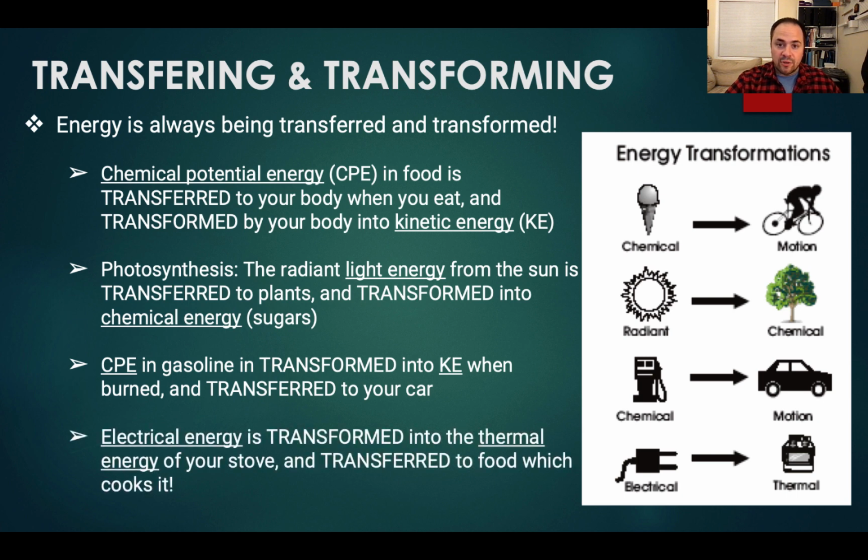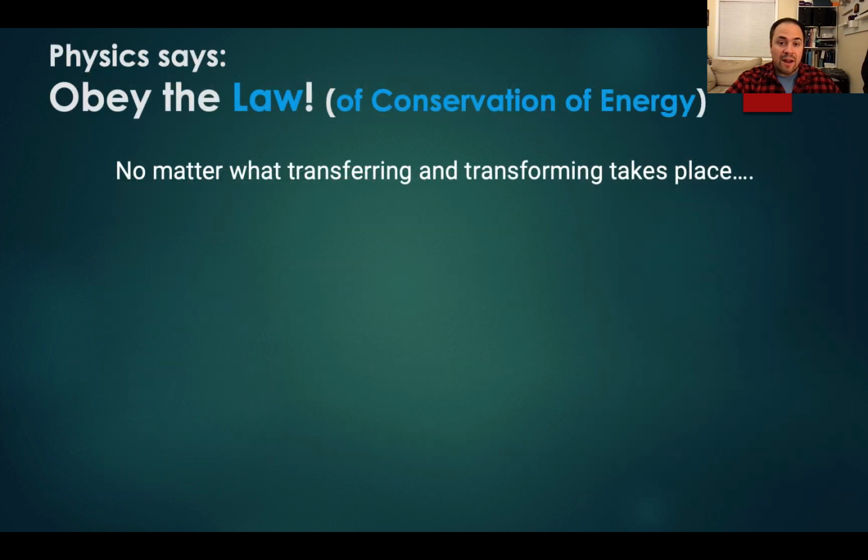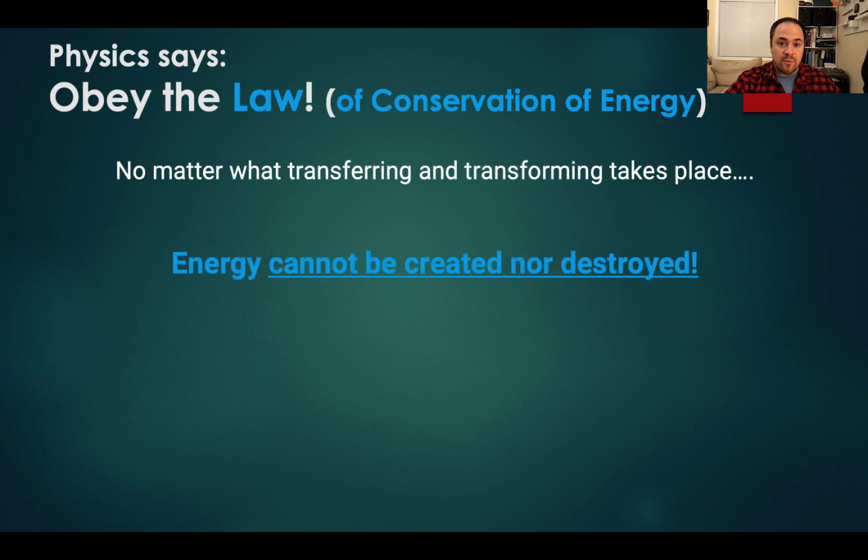And finally, electrical energy from your stove is transformed to thermal energy, which warms your stove, and then that energy is transferred to your food, which cooks your food. Now, no matter what energy is transformed or transferred in and out of a system, it all must be accounted for. Just remember, energy cannot be created nor destroyed. You have to account for all of it.